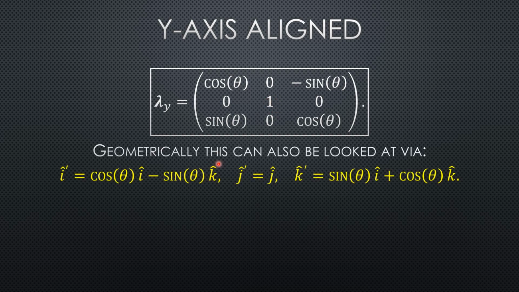So geometrically, if we're looking at the new axes in terms of the old axes, the new x direction is some part x and some negative part in the z. Because remember, we're swept out into that negative z direction, hence cosine, negative sine. J hat prime and j hat lay on top of each other, so that's why we have a 1. The new z direction, k hat prime, is some part in the old x direction and some part in the old z direction, so sine, cosine respectively.